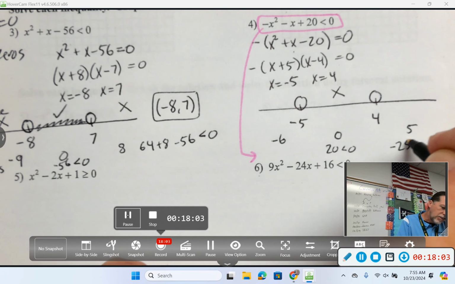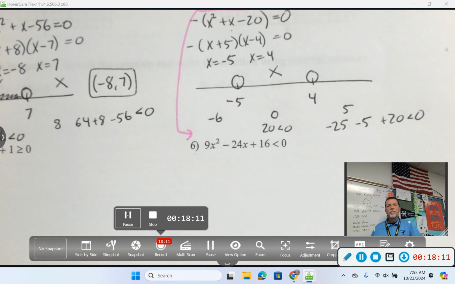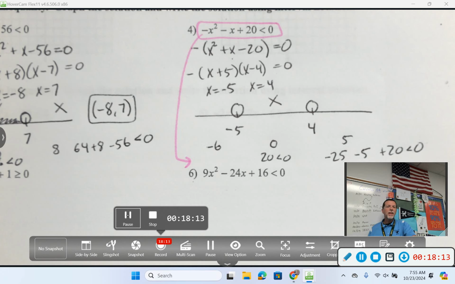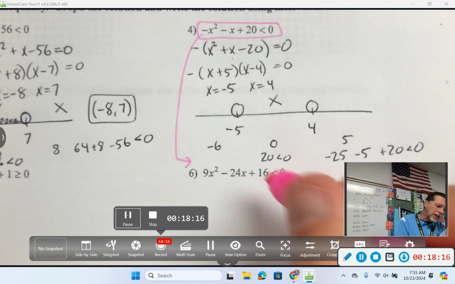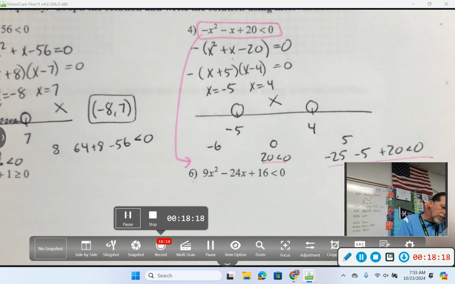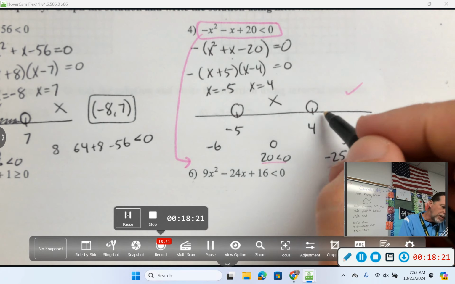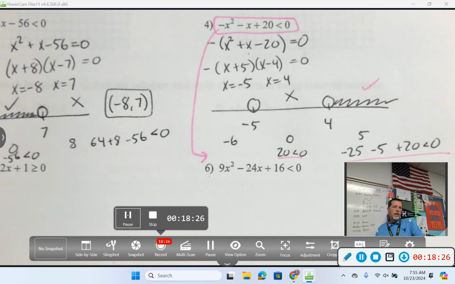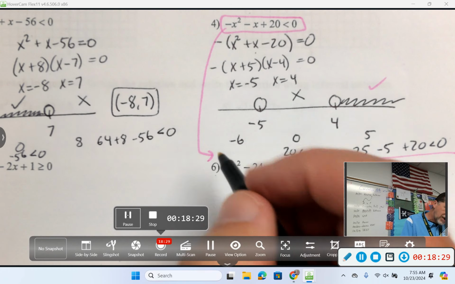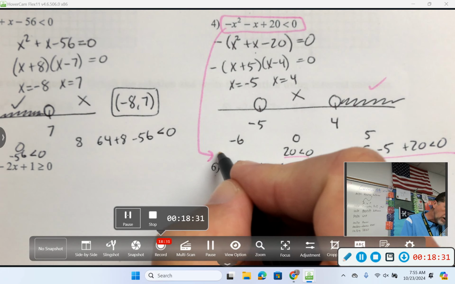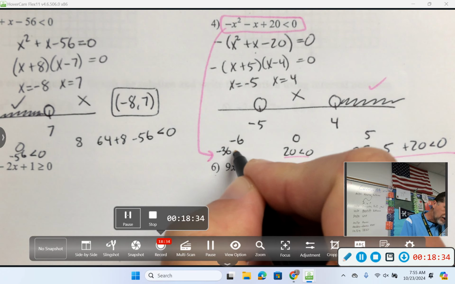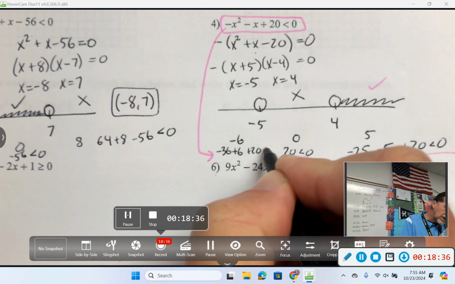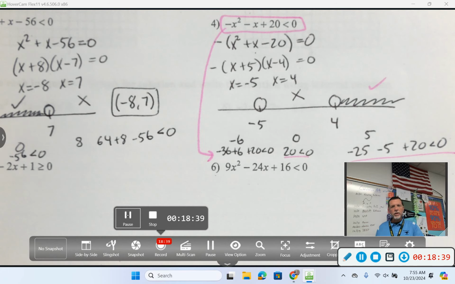Negative 25 minus 5 plus 20 is less than 0. No, equals 0. I'm plugging it into the original. You've got to plug it into the original. So yeah, that works. So we can shade there. And if I plug in negative 6, I get negative 36 plus 6 plus 20. That would work.